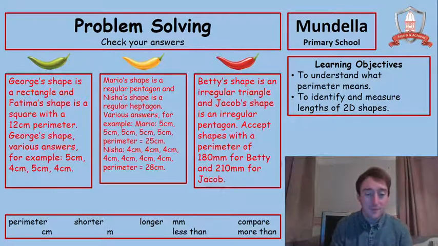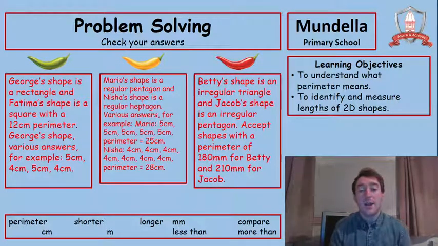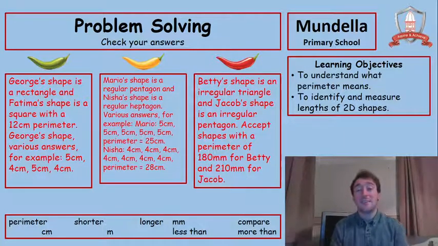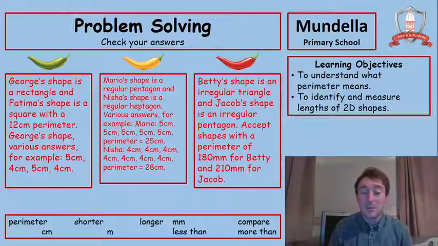Okay. Remember that you had to name the shapes as well. And it looks like on that yellow one there were various answers. So you could have done it in different ways. That's what's great about maths. You can explore different ways of doing things and still get a right answer.